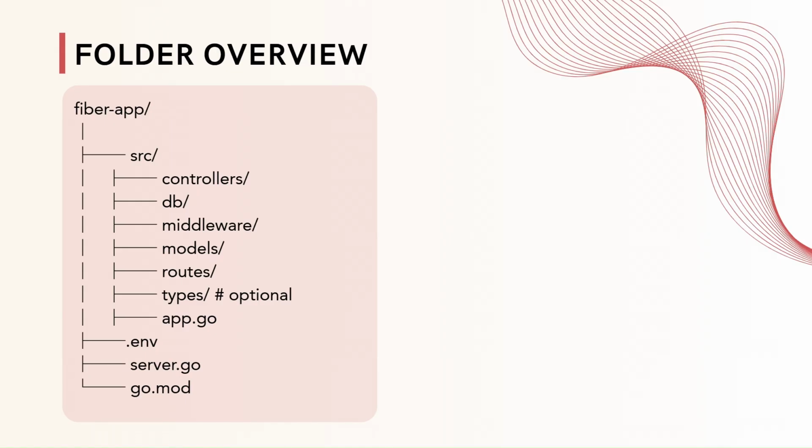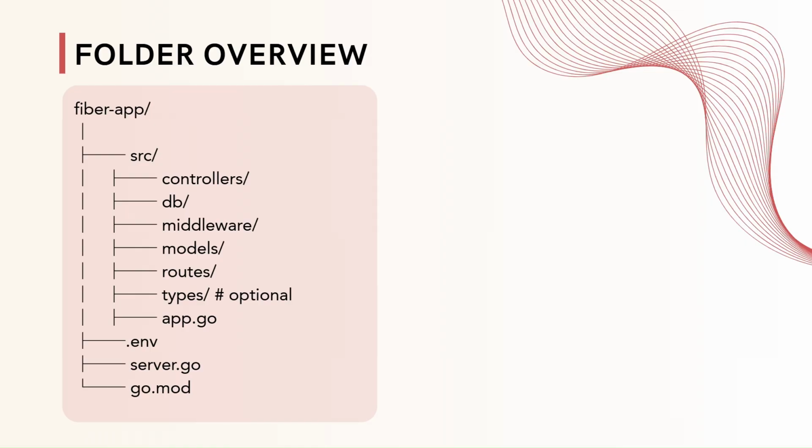Think of controllers as the middleman. They receive the request, talk to the server or the model, and send the response back to the client. DB. This is where we set up our database connection, whether it's MongoDB, Postgres, or MySQL. All the connection logic is configured here.